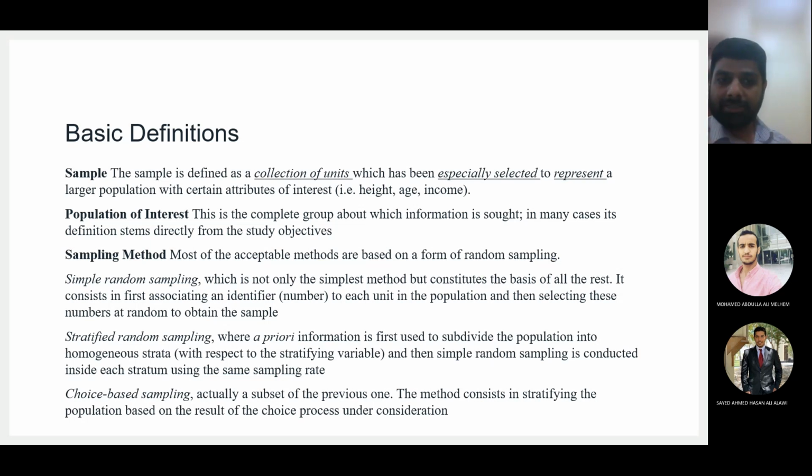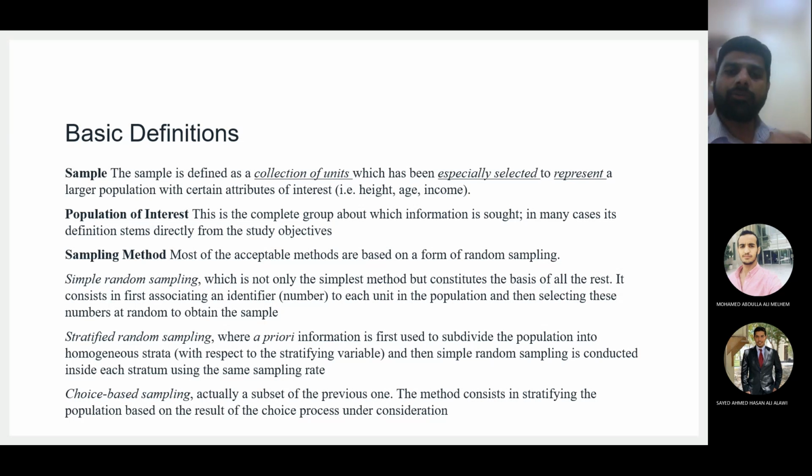This will bring us to how we should select the sample. Which units, from which parts of the population should I collect the data? I cannot collect from all, so from whom should I collect the data? The third and important point is that whoever is selected should be a representative of the normal population. Then we have the population of interest, the complete group about which you want the information.